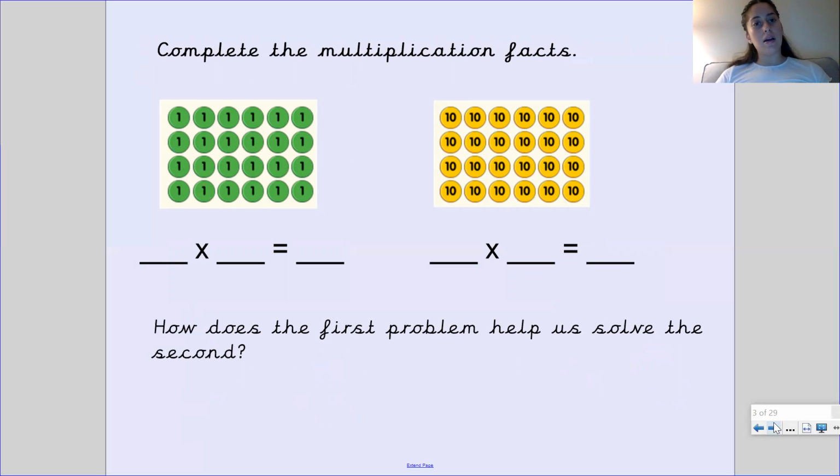Okay, so here it's very similar to what we've just done. Can you pause the video and complete the multiplication fact? So look at the value of each counter and look at how many counters you've got altogether to give you the answer. And here, look at the value of each counter and then how many counters you've got altogether to give you the answer.